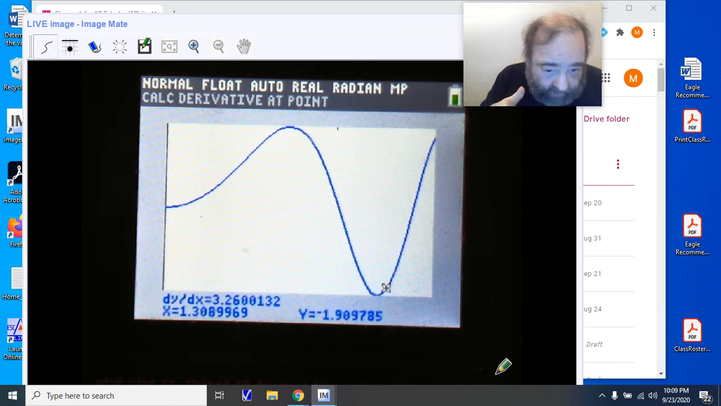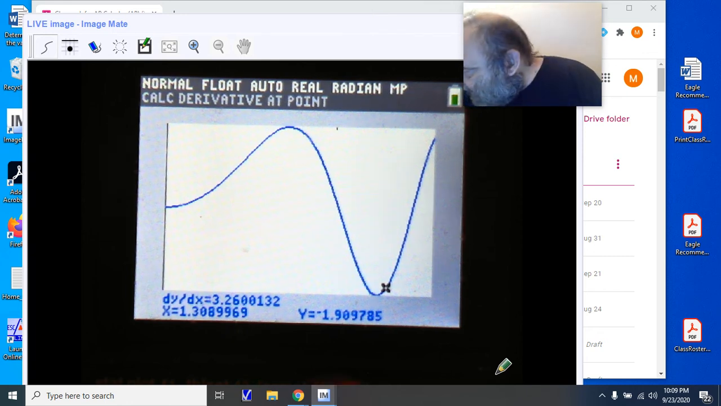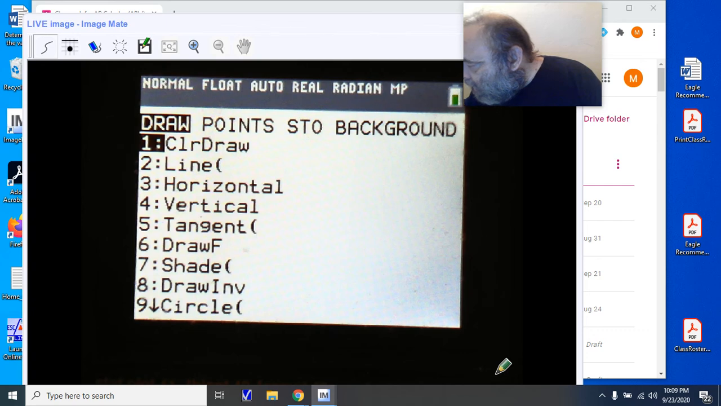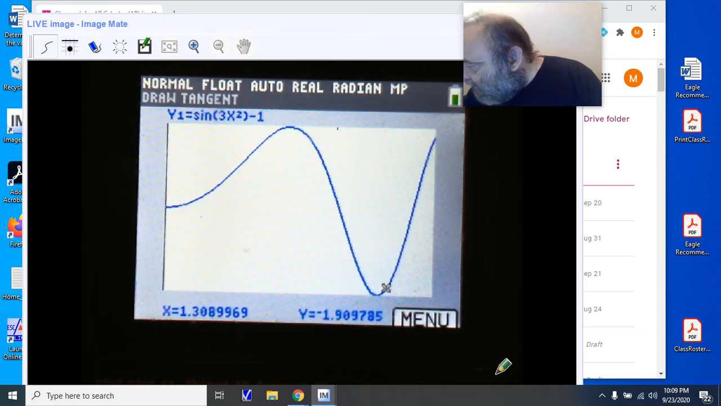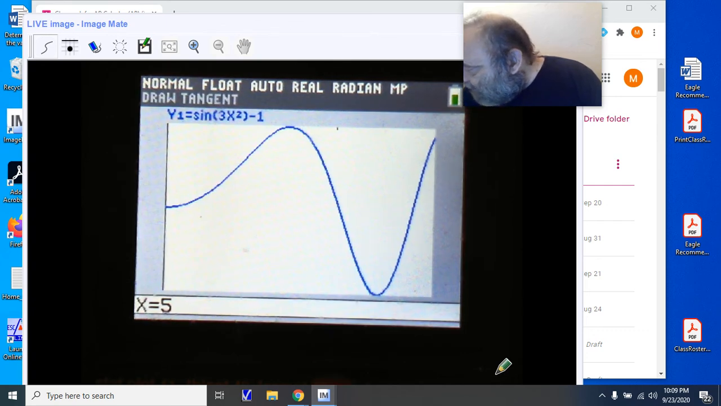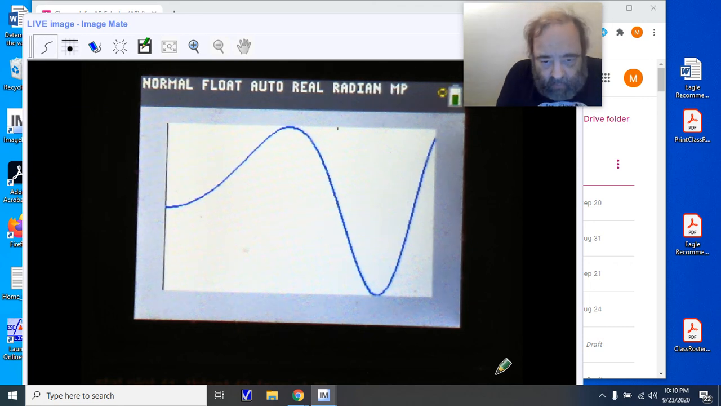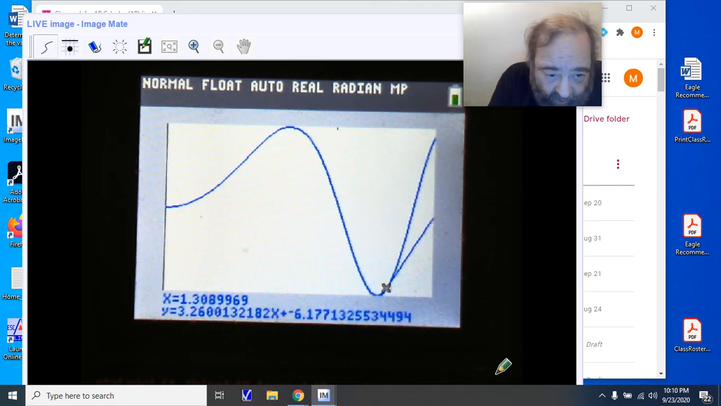Slope x, y. Or we do second program, 5, and then we put 5 pi divided by 12. Hit enter. Notice we now have the graph 3.260 minus 6.177. All right, Hornets, this is how we do it.